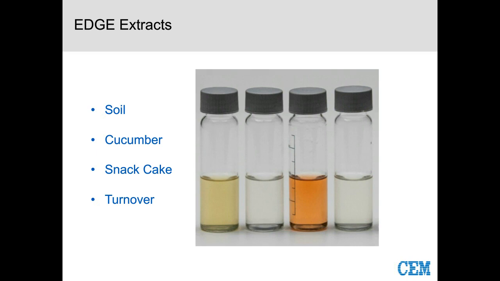But these are the actual extracts we ran: soil, cucumber, a snack cake, and a turnover, and we'll get into the details of all of those. Please note that for visual purposes, I transferred these extracts into glass vials because they look pretty there. For any analysis, we used centrifuge tubes. But for pictorial purposes, extracts in glass vials just give a better picture, and you can more clearly see the clear extracts.